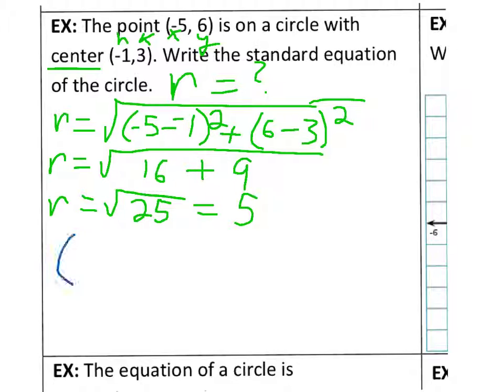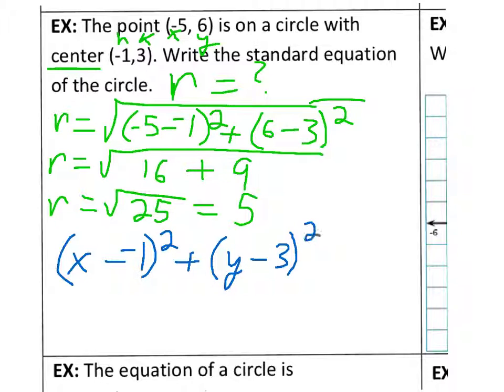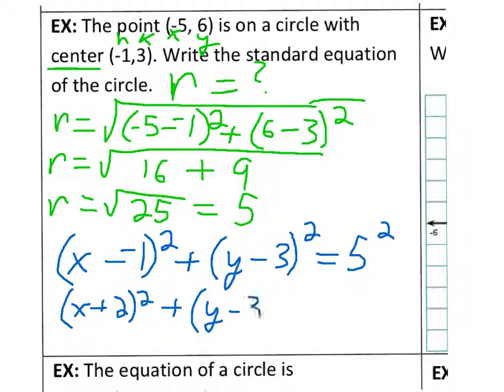So my equation is x minus a negative 1 squared plus y minus 3 squared equals r, which is 5, so 5 squared. Let's simplify it. This is just going to be x plus 2 squared plus y minus 3 squared equals 5 squared, which is 25. And that's it. This should actually be plus 1.